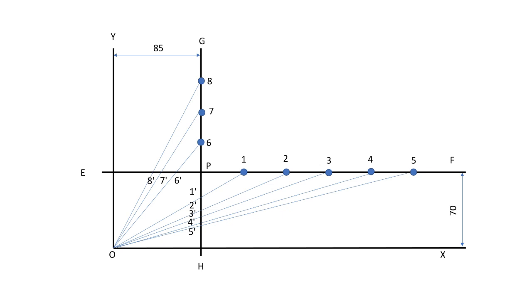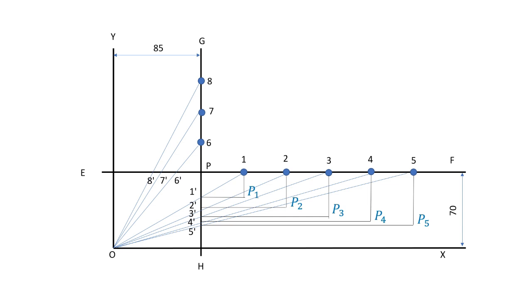Now what we have to do is draw vertical lines from these points 1, 2, 3, 4, 5 and horizontal lines from 1 dash, 2 dash, 3 dash, 4 dash, 5 dash, like this. Vertical line from 1 and horizontal line from 1 dash. Where they meet, this point is P1. Repeat the same procedure for other points. So mark them P2, P3, P4 and P5. Similarly, repeat the procedure for points 6, 7 and 8, and you will get P6, P7 and P8.